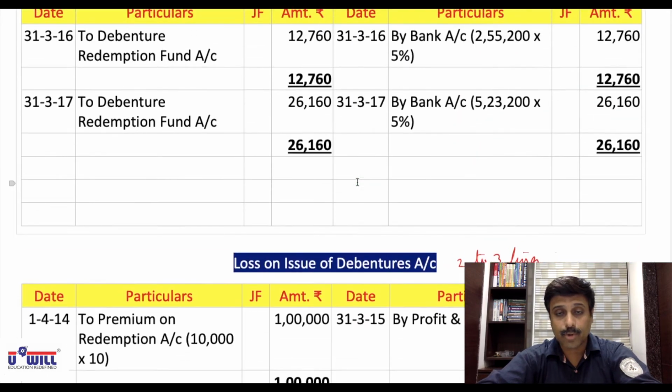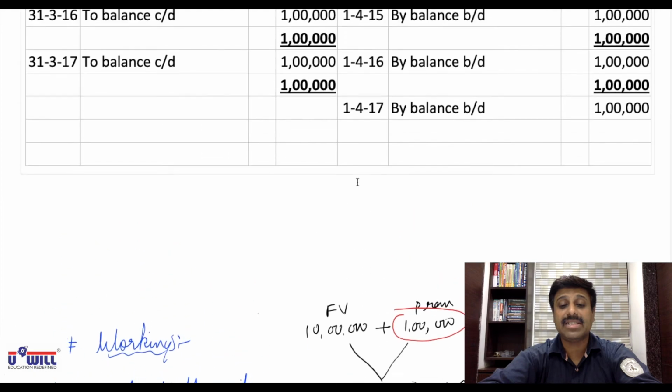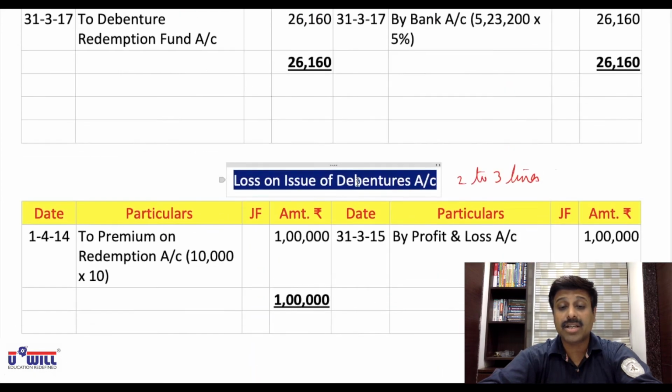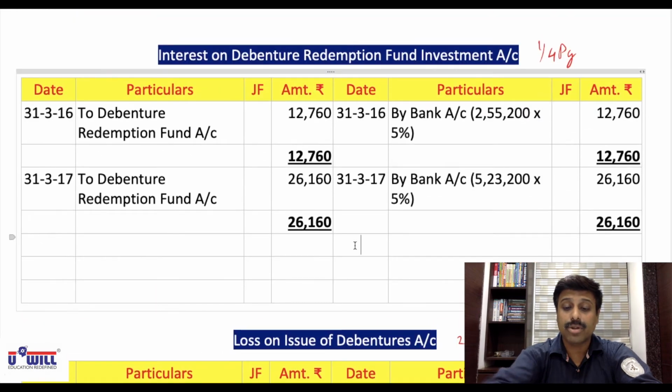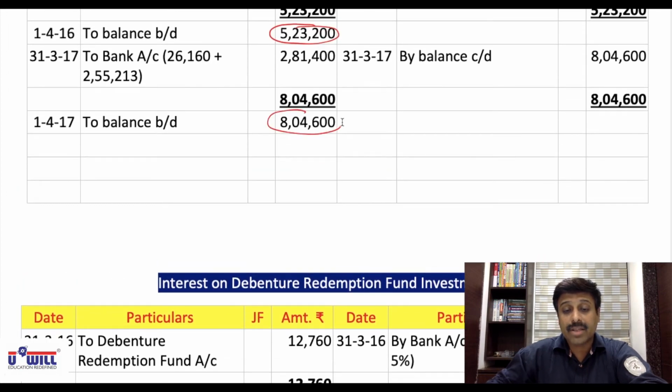Now last year, fourth year. So fourth year 7 entries are there. First entry is going to be same, will receive the interest. So bank account debit to interest account. To interest account means interest account on credit side by bank account. And on what amount will we receive the interest? On opening balance of investments.